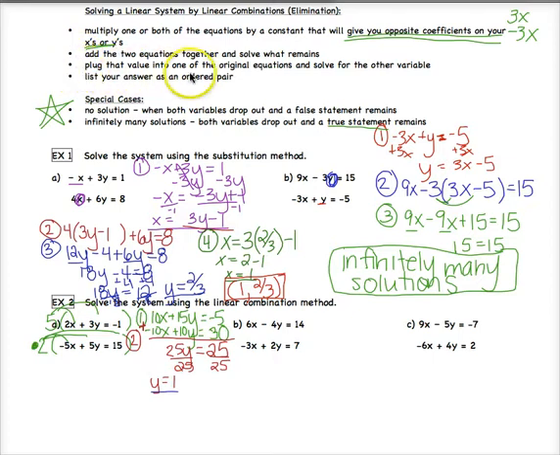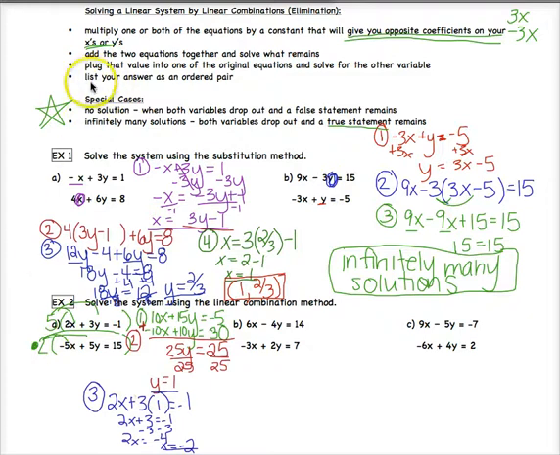Step 3, plug that value into one of the original equations to solve for the other variable. Does not matter in this case which equation you plug it into. I usually choose whichever one has smaller numbers, so I'm going to go with the top one. So 2x plus 3 times 1 equals negative 1. So 2x plus 3 equals negative 1. Subtract 3. 2x equals negative 4. And then divide by 2 to get x equals negative 2. So x equals negative 2, y equals 1.